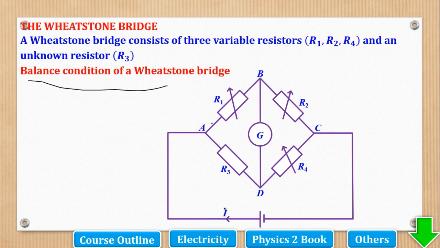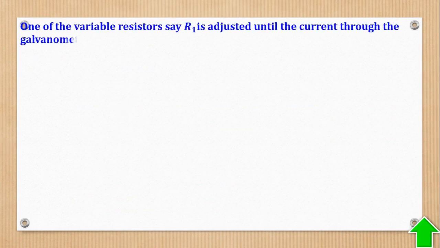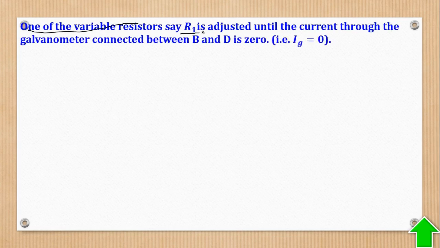The current I1 will come and split at this point into I1 and I2, and here there will be IG. Our aim is that IG is 0. So you would say that one variable resistor, say R1, is adjusted until the current through the galvanometer connected between B and D is 0. That's our aim, that no current goes through the galvanometer.